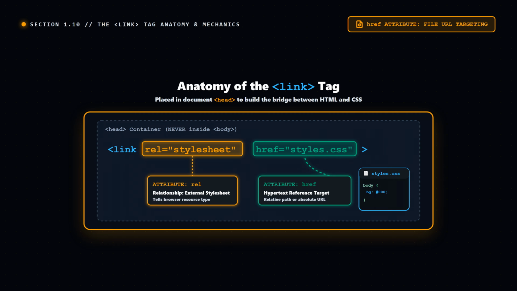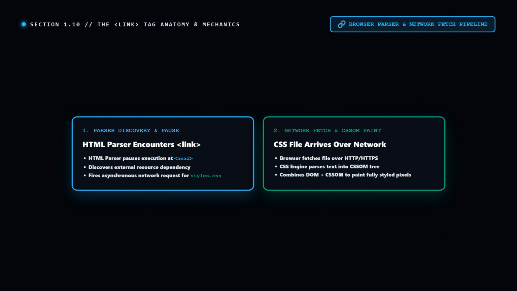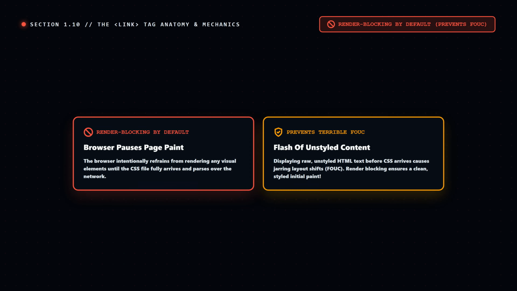The href attribute points to the URL of your .css file, which can be a relative path like styles.css or an absolute URL. When the browser's HTML parser encounters a link tag with rel equals stylesheet, it pauses, fetches that CSS file over the network, parses it, and then continues rendering the page with the styles applied. This fetch is render blocking by default, meaning the browser won't display anything until the CSS arrives, because an unstyled flash of content would be a terrible user experience.